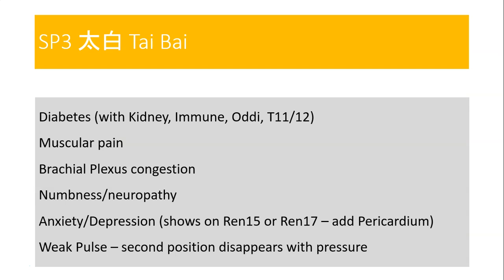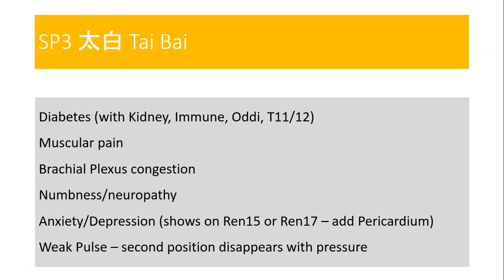Spleen 3 is the main point for diabetes. It should be used with kidney points, as well as the immune points, as well as OD, right side stomach 22, as well as thoracic, the Watteau of thoracic 11, 12. But it is the main point for sugar imbalances.